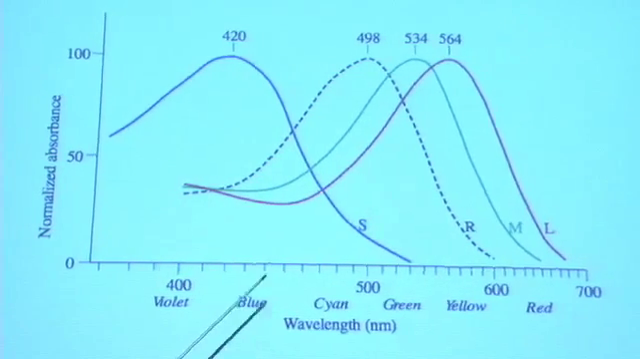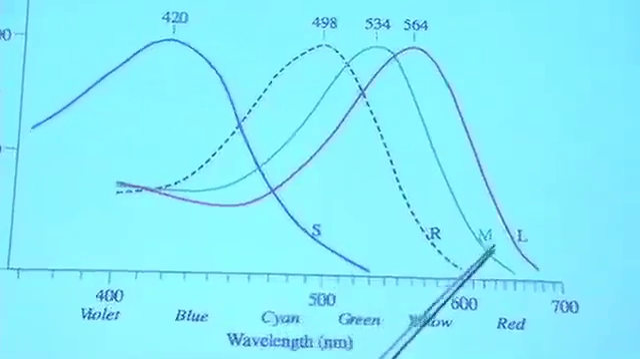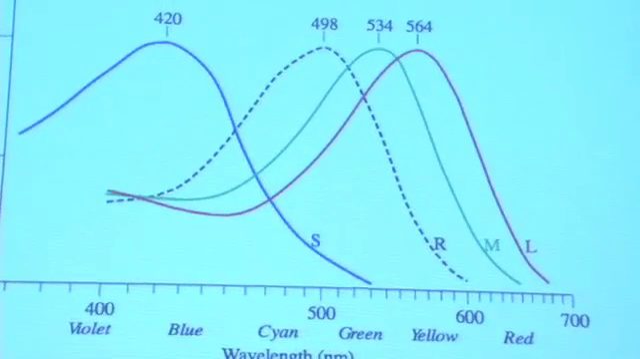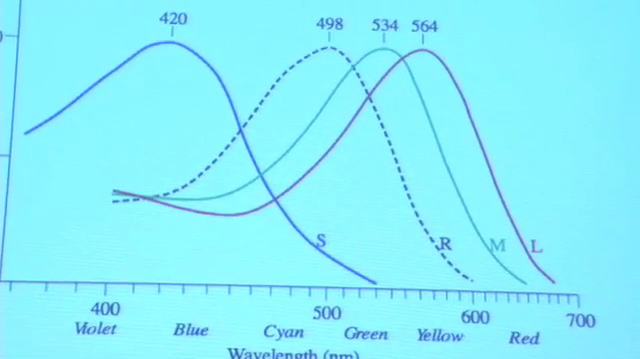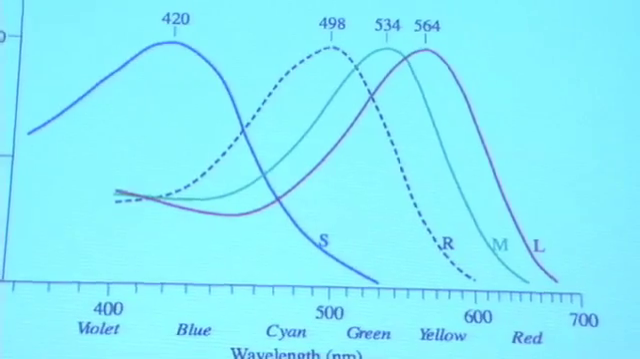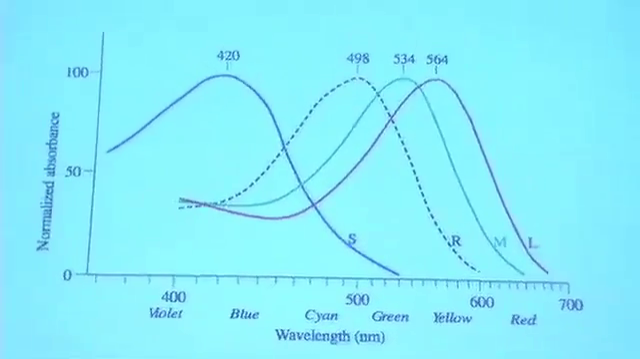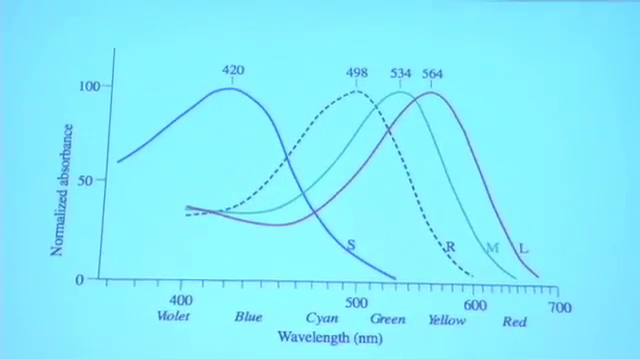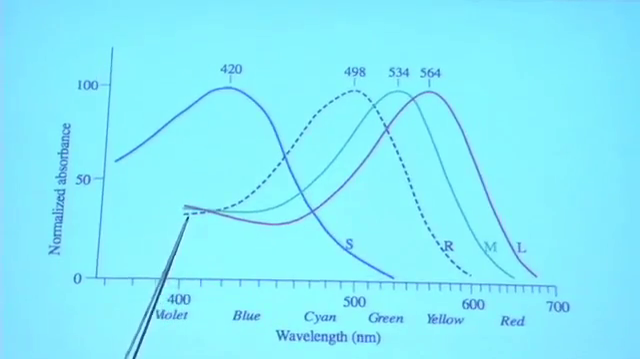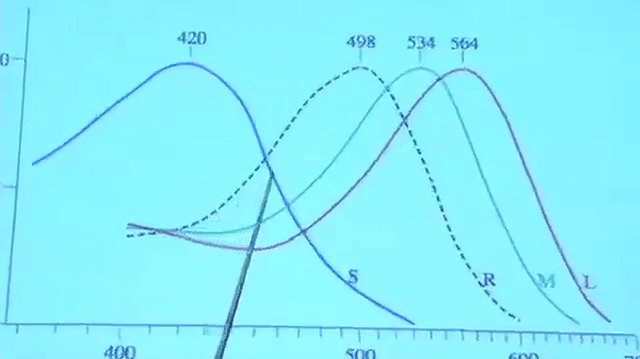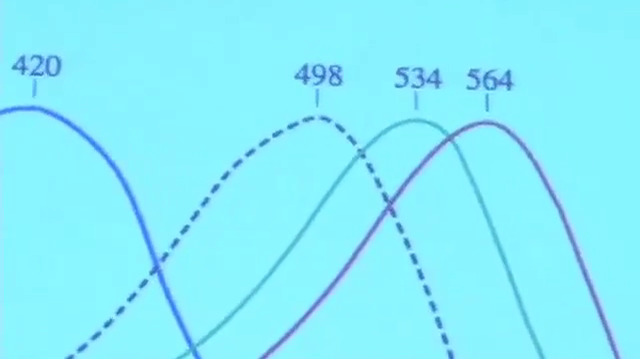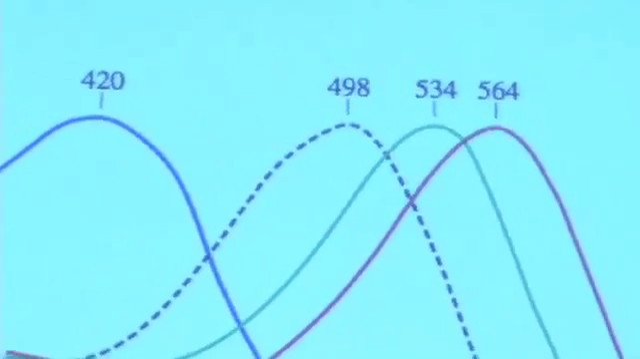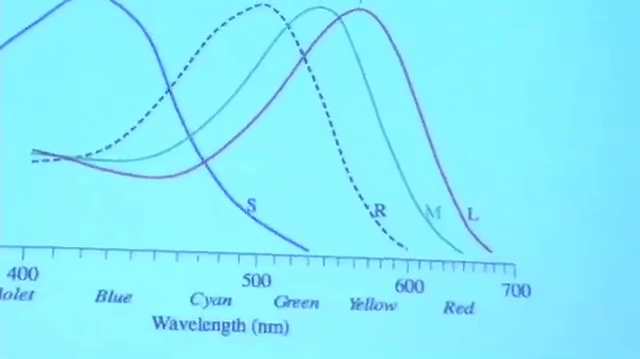So we have three different types, S, M, and L cone cells, referring to small, medium, or long wavelengths. And then we have this dashed line, which represents rods. One of the things that's interesting about this that I didn't get to mention last time is that you'll notice that the rod sensitivity peaks at about the cyan wavelength, but it drops off to pretty much zero at a very pure red light.